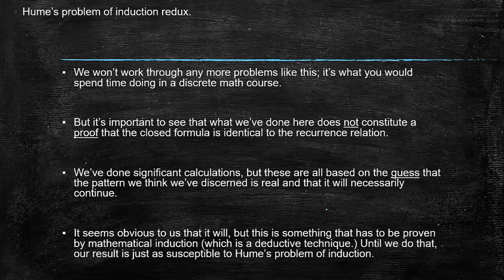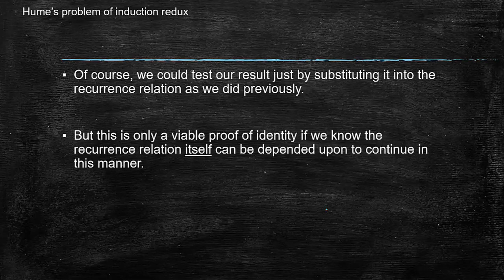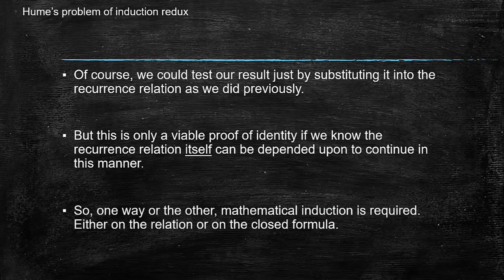So it seems obvious to us that it will, but this is something that has to be proven by a technique that we call mathematical induction, which is actually a deductive technique, confusingly, that we will discuss later. Of course we could test our result just by substituting it into the recurrence relation as we did previously. But again, this is only a viable proof of identity if we know the recurrence relation itself can be depended upon to continue in this manner. So one way or the other, mathematical induction would be required to actually prove that this closed formula was correct.